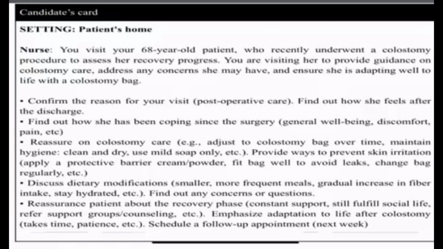We can say to the patient, I understand your concern regarding the care of the colostomy bag. Firstly, regarding adjustment of the colostomy bag, it will take some time, and once you have a habit of this, it will become adjusted. Next, we can also say to the patient, please keep this point in your mind: maintain proper hygiene, use mild soap to clean it, and keep the area dry.